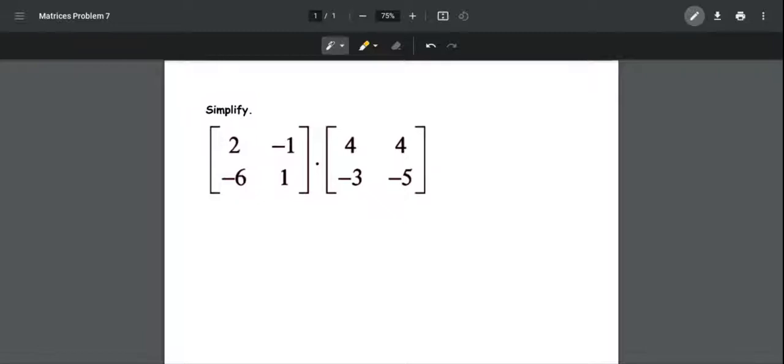So first things first, we're going to look at the layout, how many rows and columns each matrix has. For the first matrix, there are 2 rows and 2 columns. For the second matrix, there are 2 rows as well as 2 columns. Now we look at the inner numbers, which are 2 and 2. Since they match, they are defined and we can multiply them together.